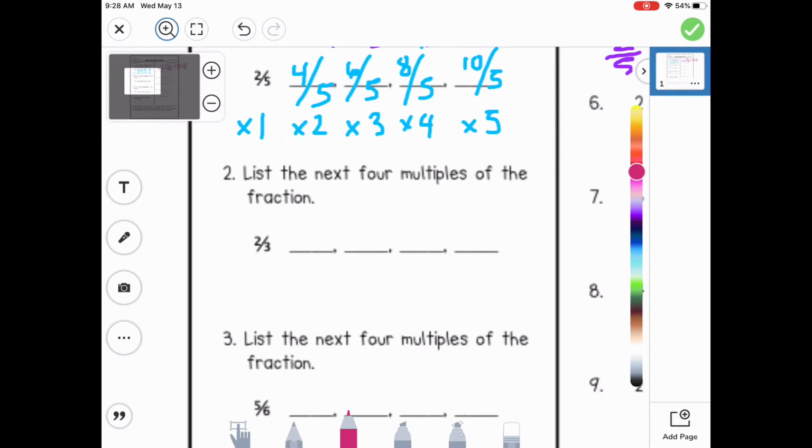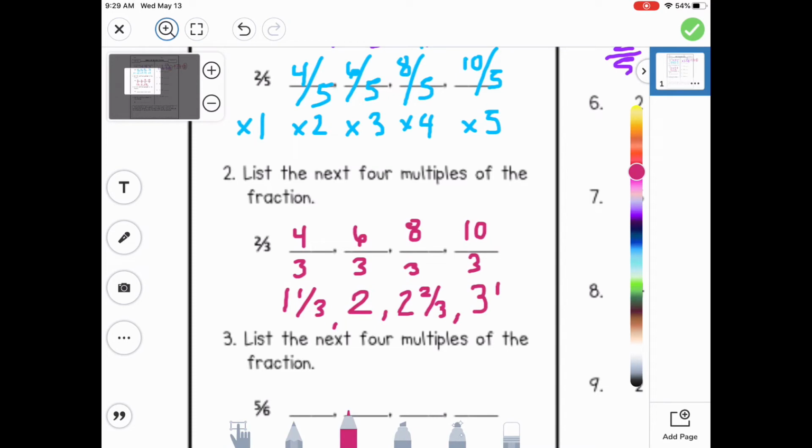I'm going to list the next 4 multiples of 2/3. So I'll have 4/3, 6/3, 8/3, and 10/3. Notice my numerators are just skip counting by 2s, 2, 4, 6, 8, 10. If you challenged yourself and you rewrote each of these as mixed numbers, you would have gotten 1 1/3, the whole number 2, 2 2/3, and then 3 1/3.